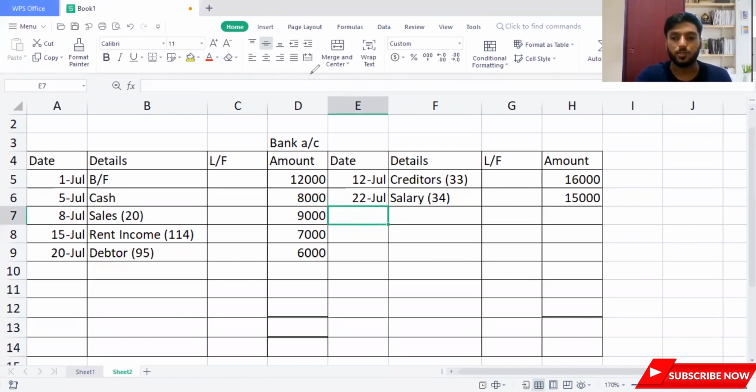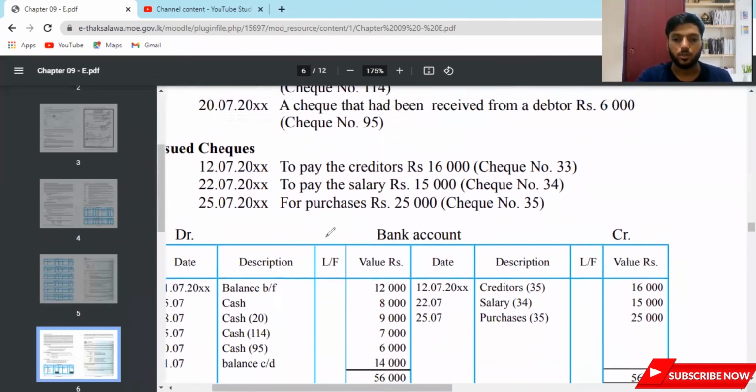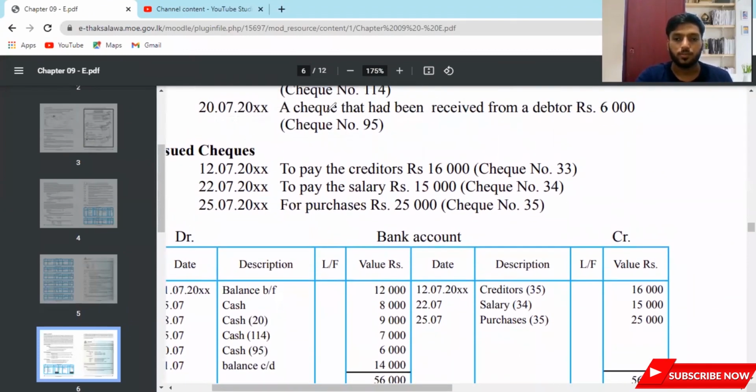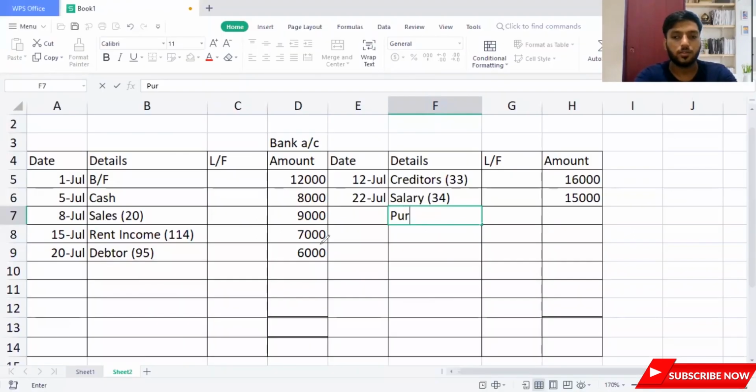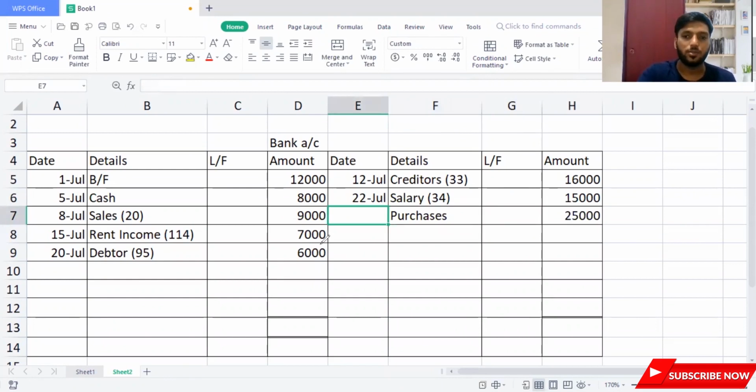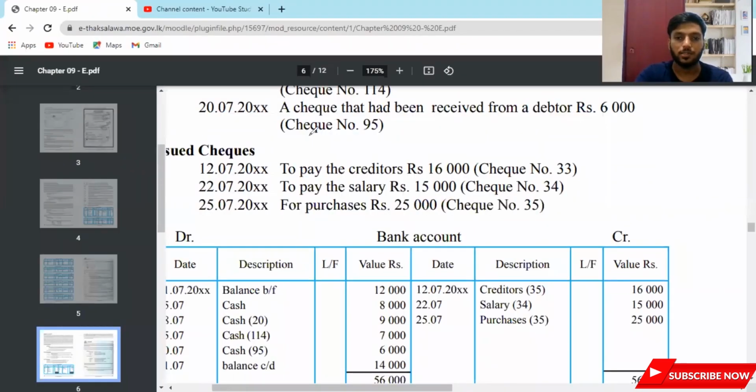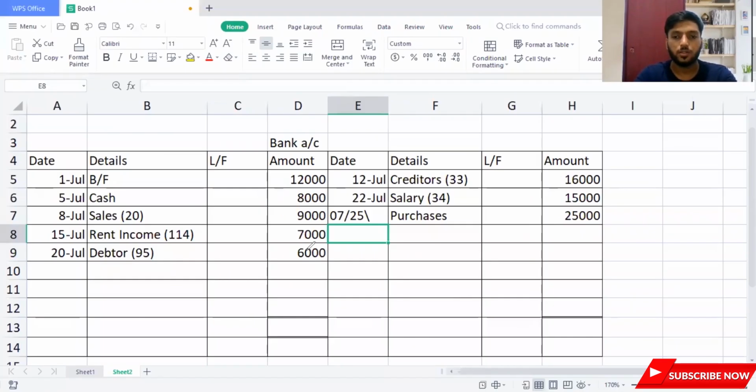It says to purchase rupees 25,000. Okay, purchases 25,000. That's the check number. I forgot the check number, so let me check it again. So the check number is 35, and the date is 25th July. So 25th, 7th, 35, right? Of 25,000, the check number is 35. So I'm going to take 35 and close it.